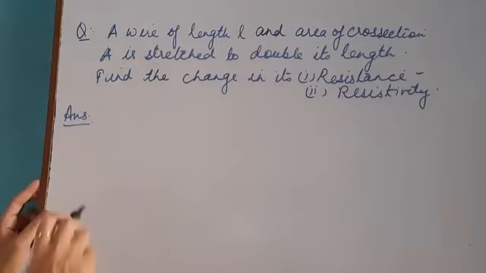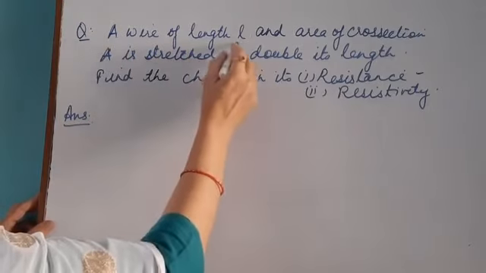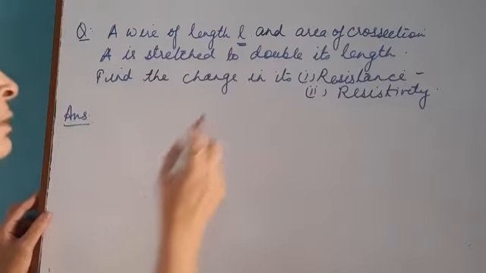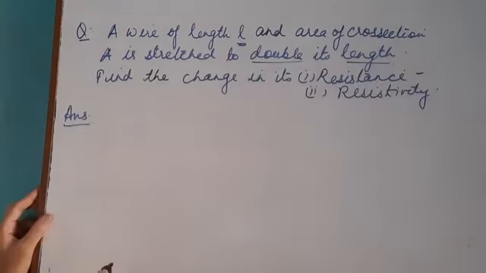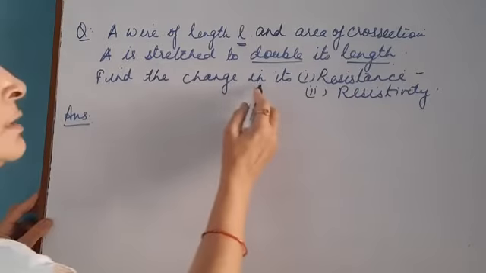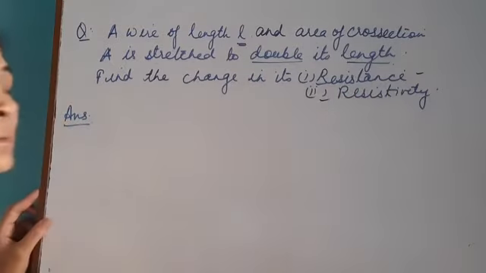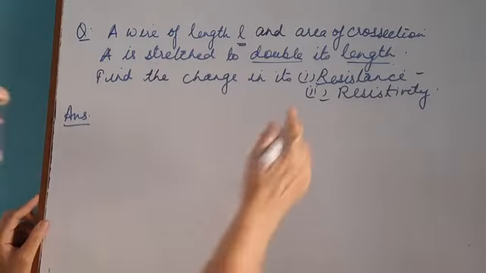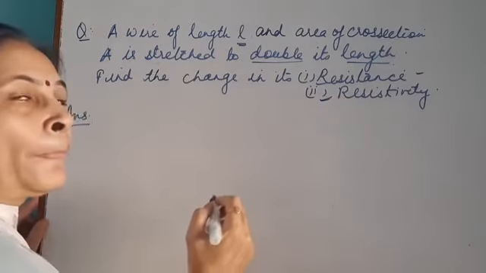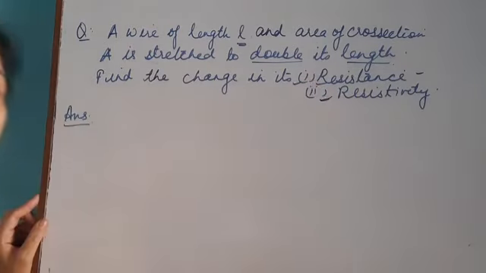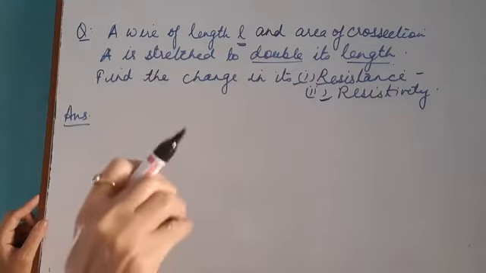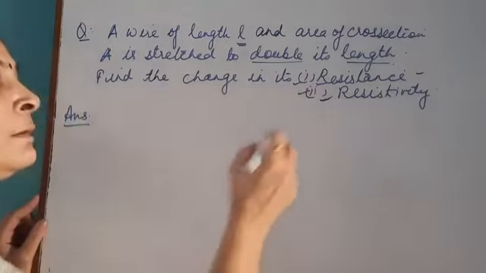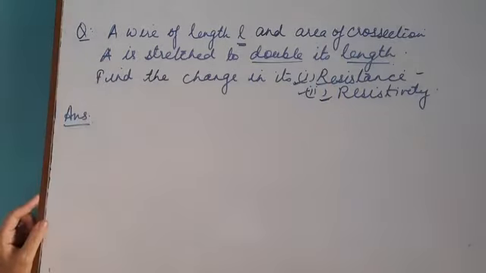The question is: a wire of length L and area of cross section A is stretched to double its length. Find the change in its resistance and resistivity. The question may come in 1 mark also. They can ask only about the resistivity or only about the resistance. In that case, you have to do it in rough and write down the answer. This question will mainly come in 1 mark, and it may come in 2 marks.